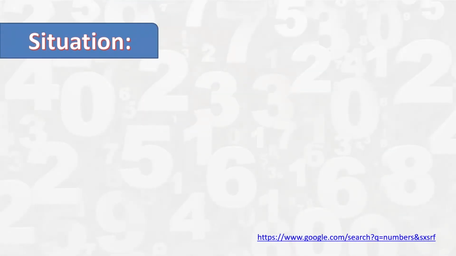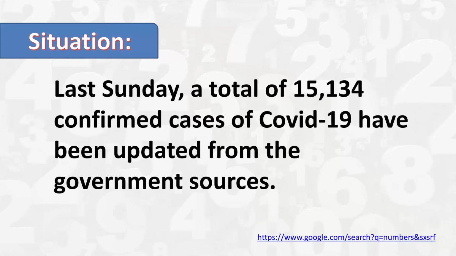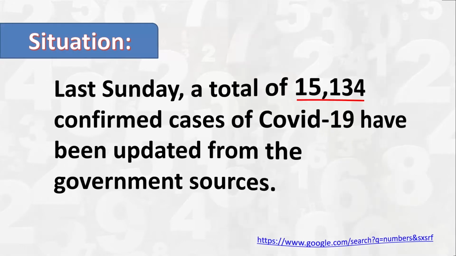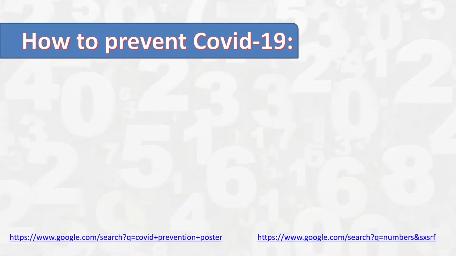Let us have this situation. Last Sunday, a total of 15,134 confirmed cases of COVID-19 have been updated from the government sources. Do you know how we can prevent COVID-19?